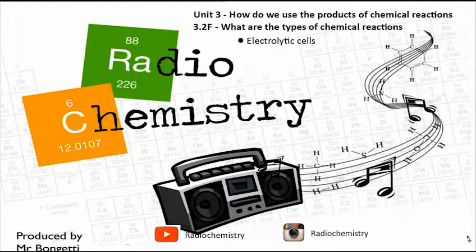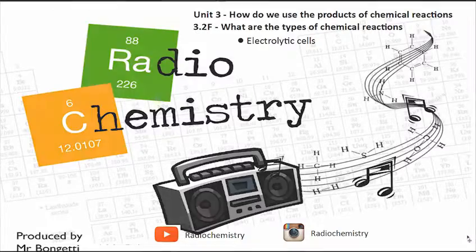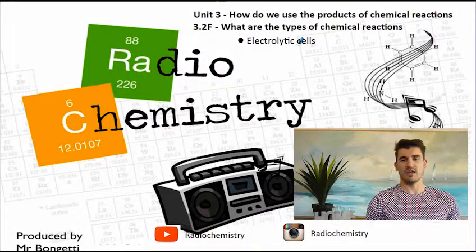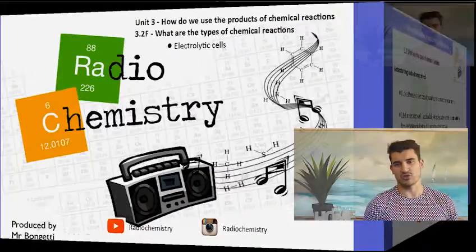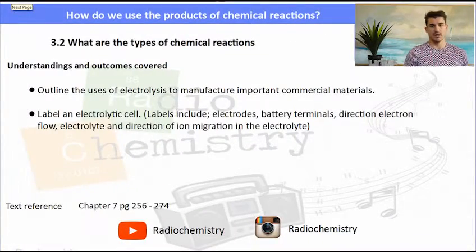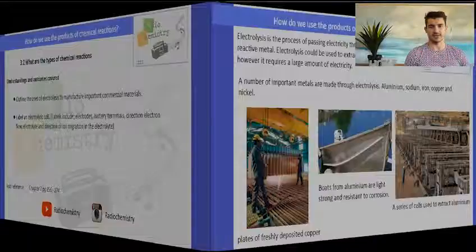We're still in our What Are the Types of Chemical Reactions series, and this time we look at electrolytic cells. Let's jump to it. Okay, so what are the types of chemical reactions? Electrolytic cells. The understanding and outcomes are you need to be able to outline what type of metals are formed from electrolysis, and you need to be able to label an electrolytic cell.